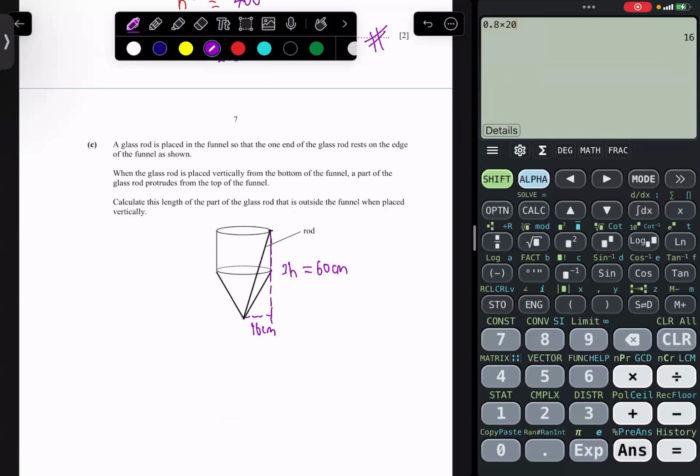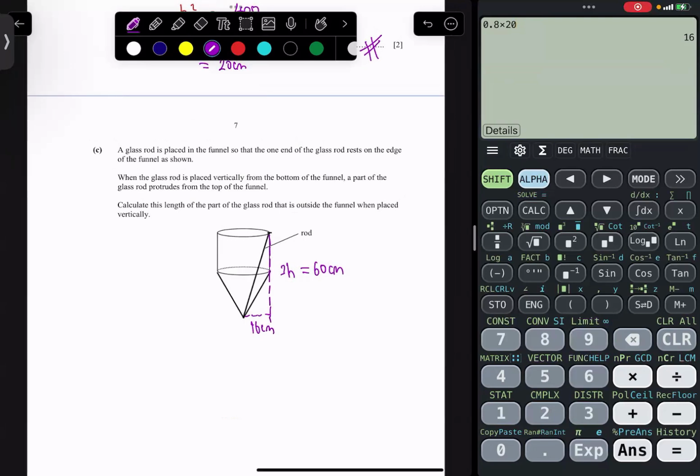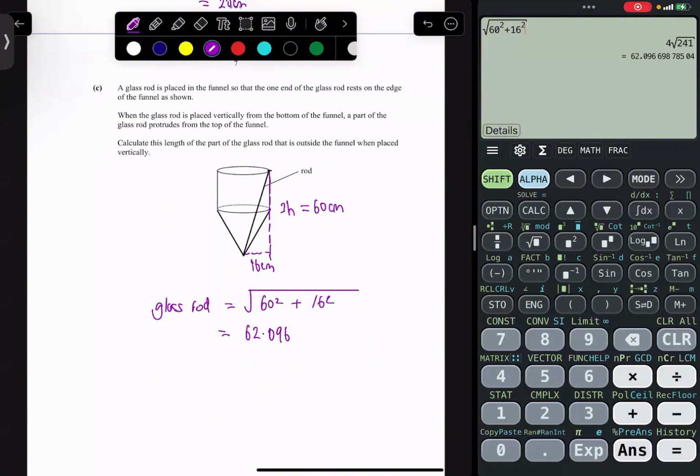So what is the length of this glass rod? The glass rod equals the square root of 60 squared plus 16 squared. That will be 62.096 cm. Calculate the length: 62.096 minus 62.096, let's round off to 3 significant figures. That will be 2.10 cm.